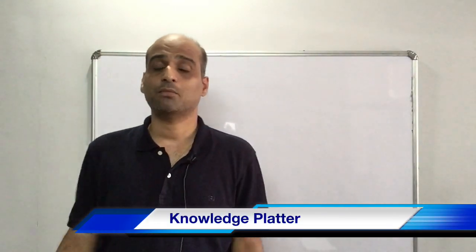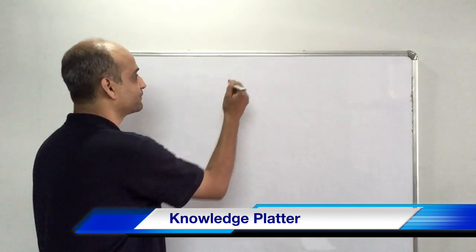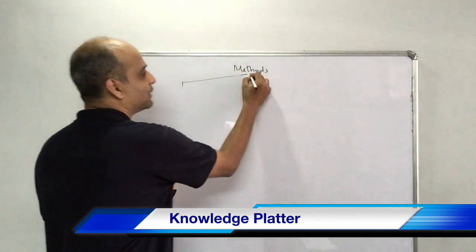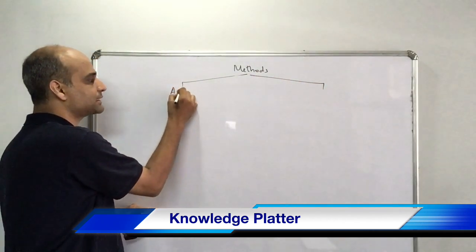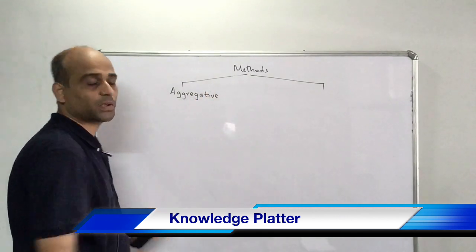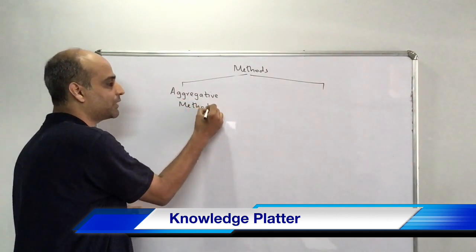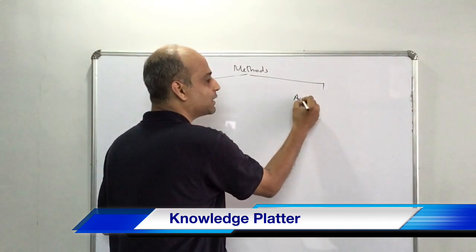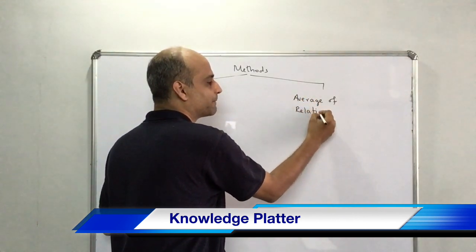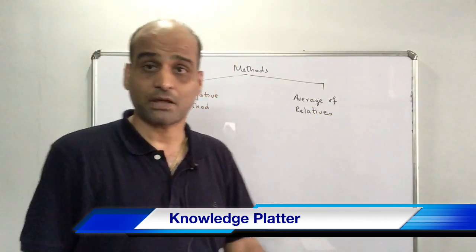Okay, now we move on to the methods of construction of index numbers. So let's get started now. Now there are broadly two methods. The first one is called the aggregative method. Some people also call it the aggregate method. And the second one is the average of relatives method. So there are two methods, aggregative method and average of relatives method.